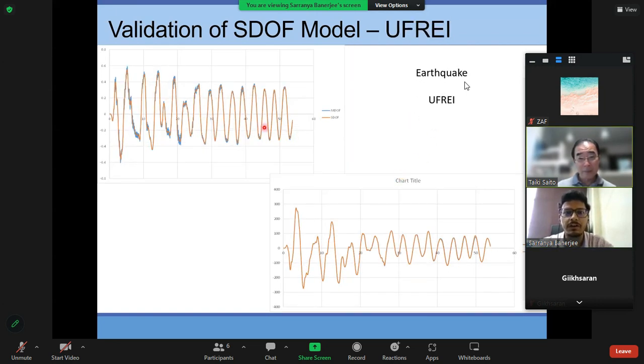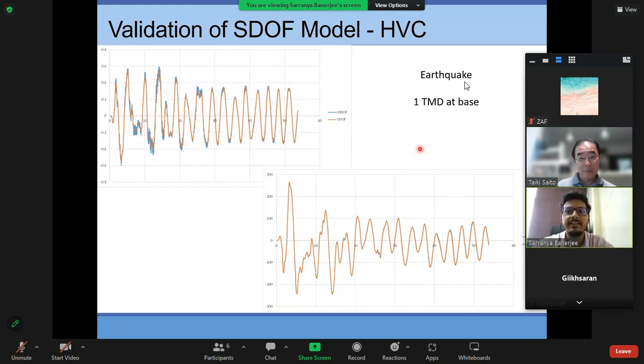So this was for the unbonded isolator case without TMD. Then I have also matched it with 1 TMD at the base. So these are actually all the different codes that I have developed for the optimization problem. So before executing that, I wanted to be sure that the codes are correct.